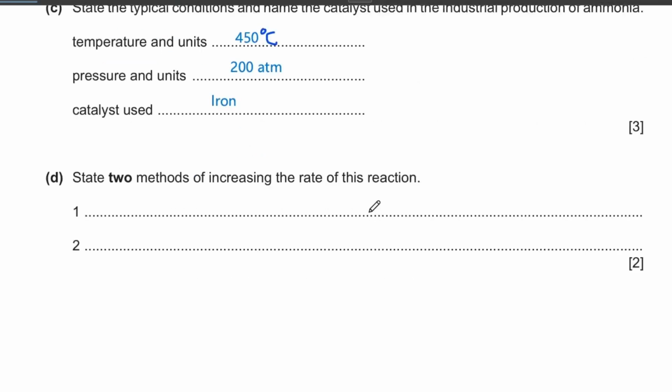Next question. State 2 methods of increasing the rate of this reaction. What do we do? You simply increase the temperature and the pressure. When we increase temperature, particles will collide faster, they will gain energy. When we increase pressure, particles will be closer together, so the tendency of collision increases, and therefore the rate of the reaction increases. These are the 2 methods for increasing the rate of this reaction.